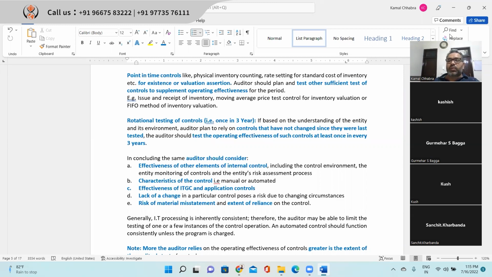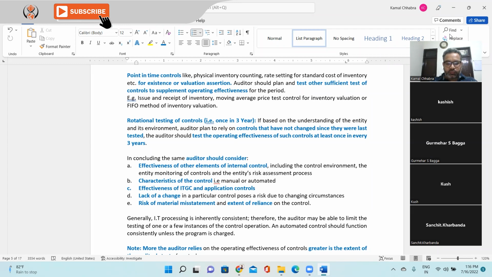But there are certain controls, especially annual controls, right? There it's a point in time control, not over a period of time. For example, inventory count, that happens once in a year, right? PP&E count, that also happens once in a year. Rate setting, do you know what is rate setting? Any idea? Have you heard about this term before, rate setting? Yes, no? Are you guys with me? Any idea what is rate setting?